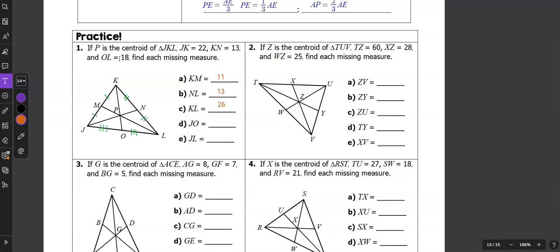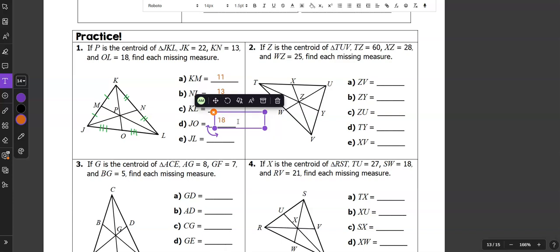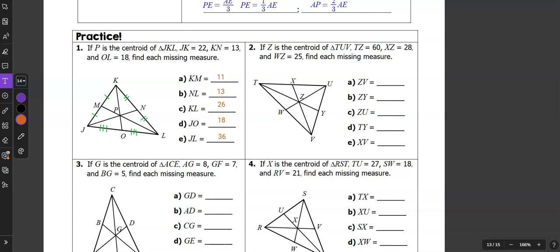OL is 18, therefore JO is also 18. And again, for the total side length there, we're going to get 36 because 18 plus 18 is 36. Pause here for a moment to ensure this is copied into your notes.